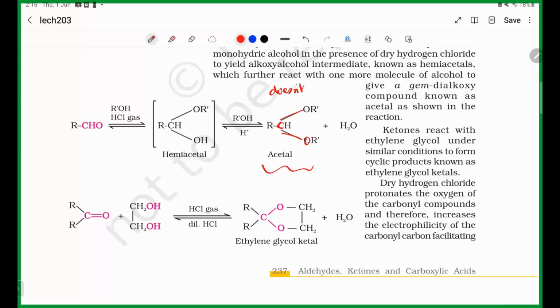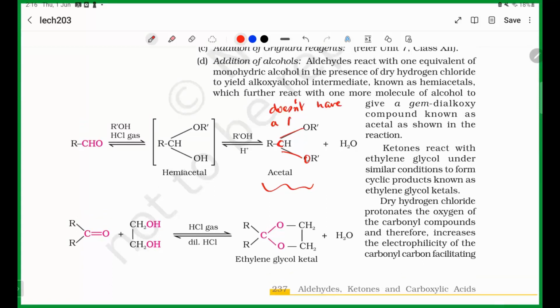This is very important later in biomolecules. It doesn't have a free aldehyde group. Later in biomolecules, you get to see that the formation of an acetal linkage essentially means that it doesn't have a free aldehyde group, and therefore it won't give you some common tests that aldehyde groups give you.